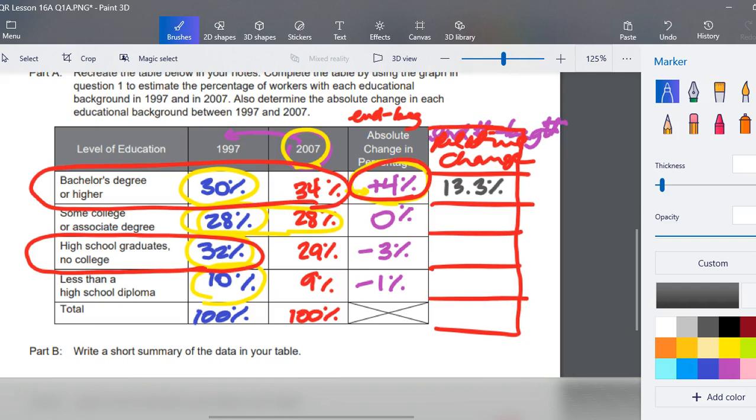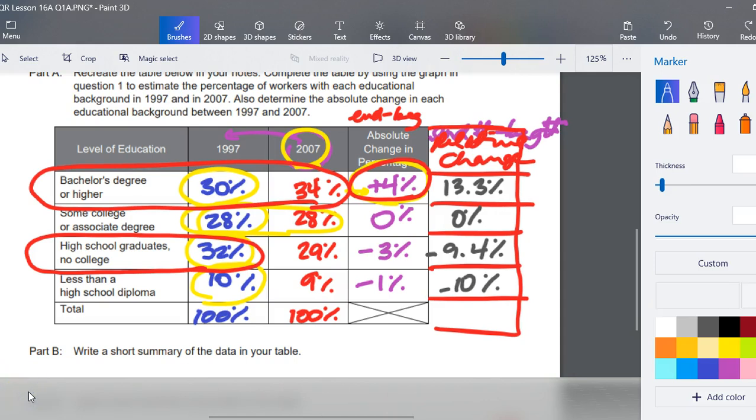And while I'm here, I might as well go ahead and do the rest of them. 0 divided by 28, there was no relative change. In this case, 3 divided by 32, I'm getting a 9.4% relative change, but it's actually a decrease. And then 1 divided by 10 is going to be a 10% decrease.